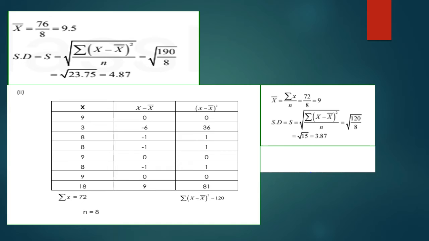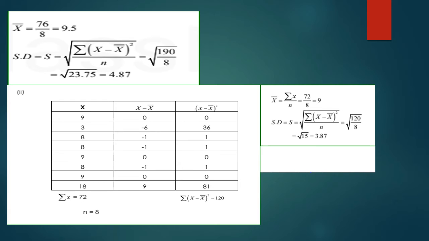So x minus x bar: 9 minus 9 is equal to 0. 3 minus 9 is equal to minus 6. 8 minus 9 is equal to minus 1. 8 minus 9 is equal to minus 1. 9 minus 9 is equal to 0. 8 minus 9 is equal to minus 1. 9 minus 9 is equal to 0.